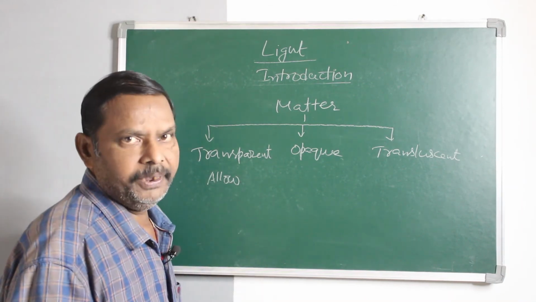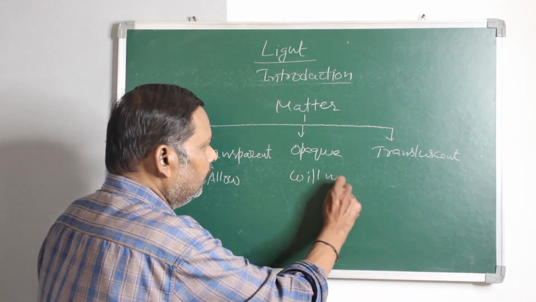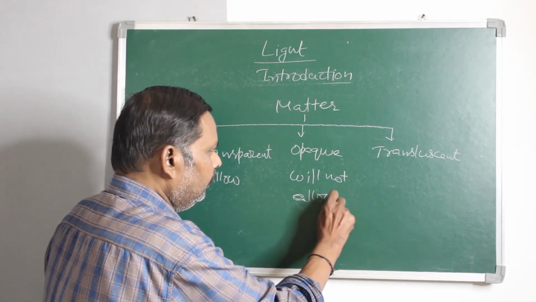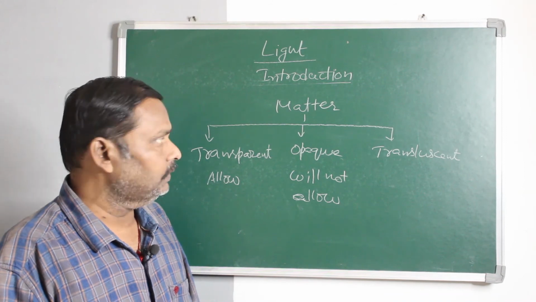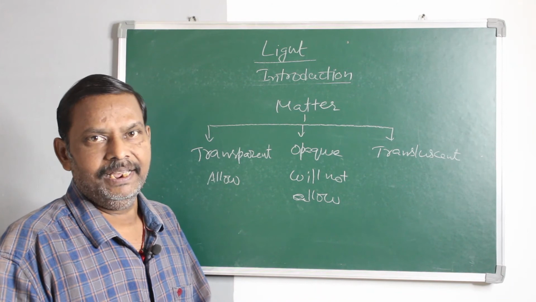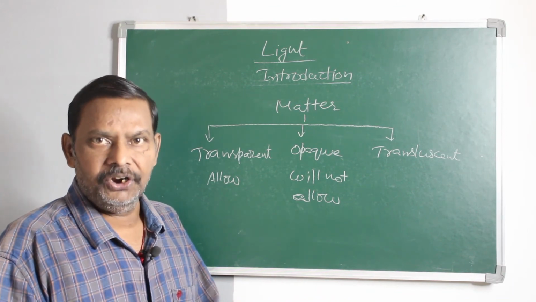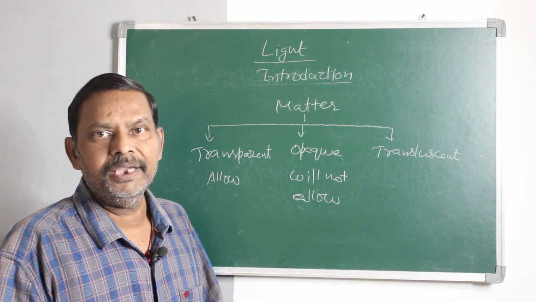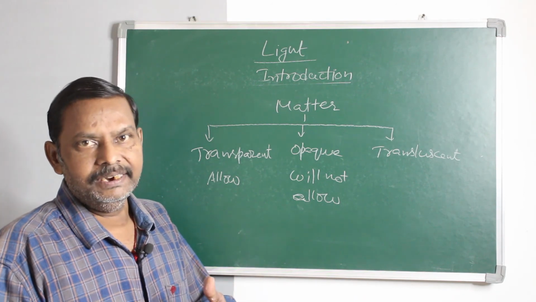Second is opaque. Opaque materials will not allow the light rays to pass through. Examples of opaque materials are wood, metals, rocks. They are all examples of opaque material. Opaque material will not allow the light rays to pass through.